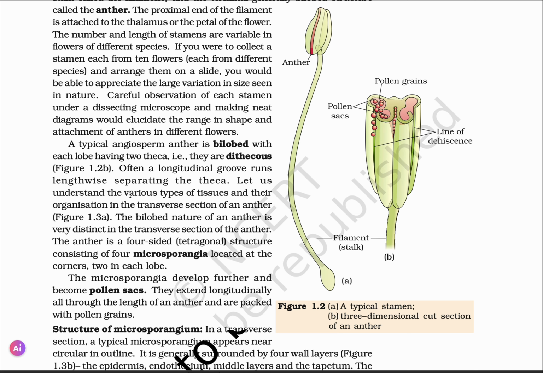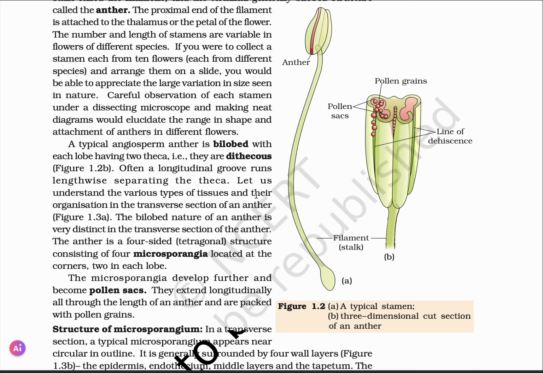Let us understand the variation. So here we have B part, you could check out dithecous. Each lobe is dithecous and a longitudinal groove separates these thecae.